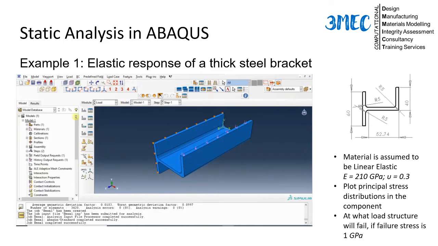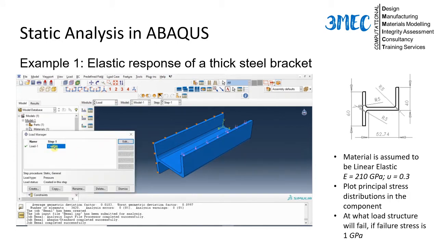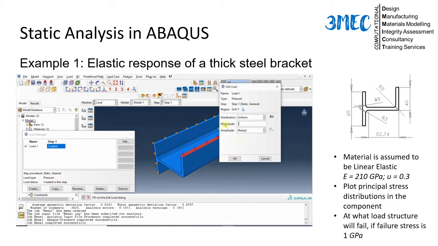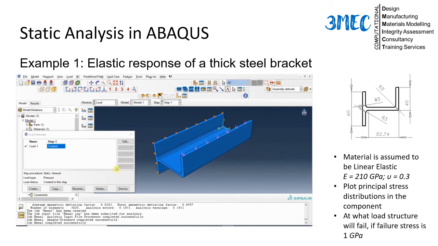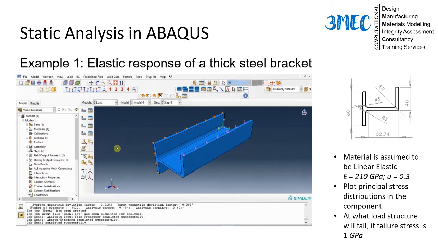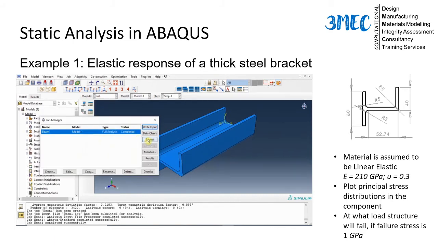So I will go back and I will increase the load because I need to find out at what load the structure will fail. Okay, so now I'm going to increase the load, let's say to 5. Okay, and now I go back and rerun it. So you don't need to do anything more, just change the value, come back and submit. That's it.